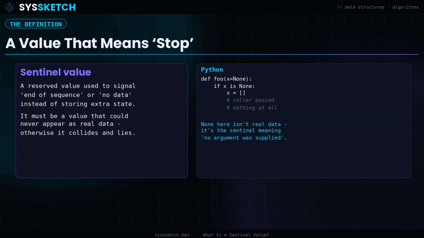Python leans on this constantly. A function defined with a default argument of None checks "is x None" to figure out whether the caller actually passed something in. None isn't real input here, it's a sentinel meaning nothing was supplied, letting one variable carry both the data and the absence of data.